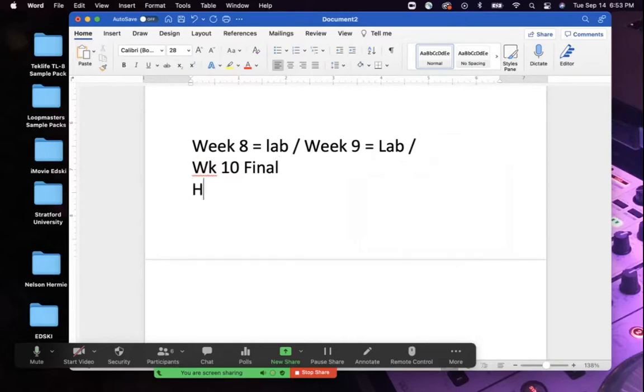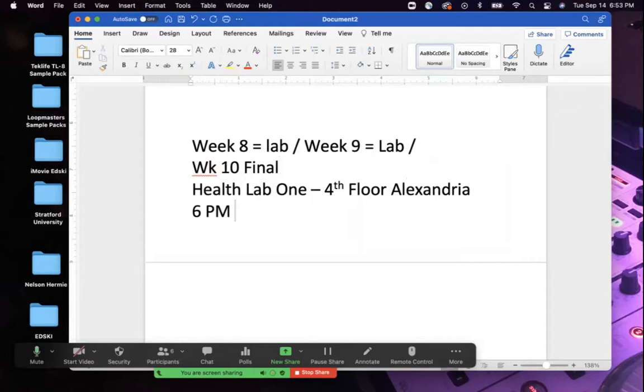So starting next week, Health Lab 1, 4th floor, Alexandria campus. It'll be 6 p.m. promptly to no later than 8. I like doing my labs. Once we go in there, we get out. The first laboratory will be dissecting and going through the heart, and the second lab, which is week 9, will be going over full systems from snout to tail on a fetal pig.